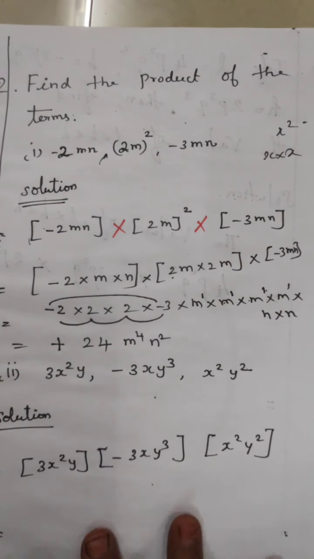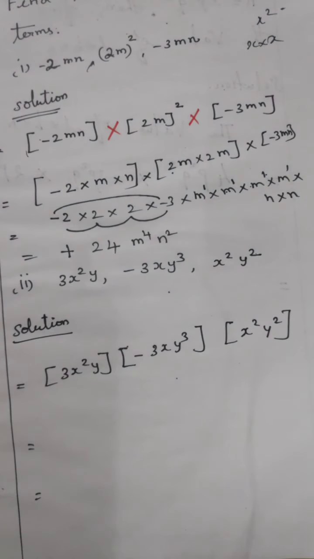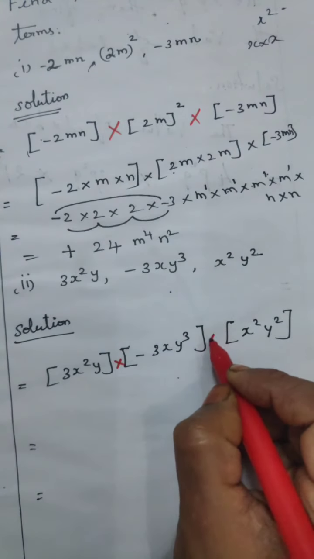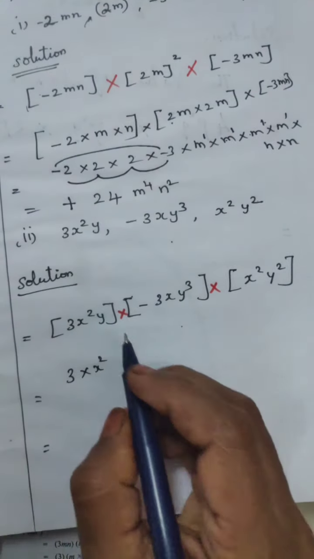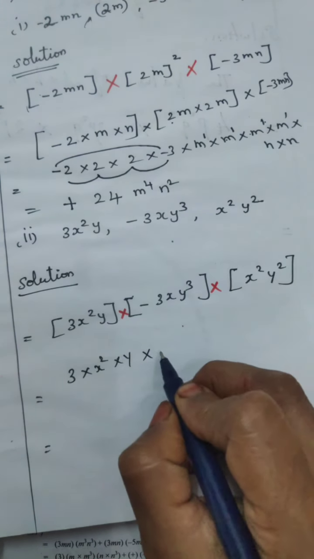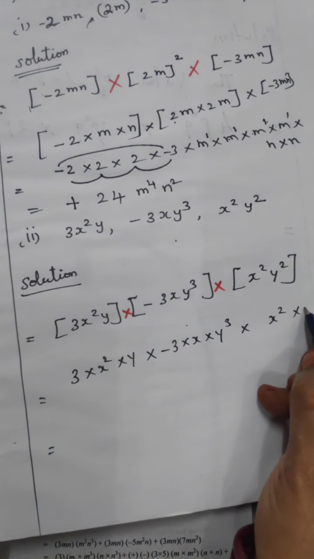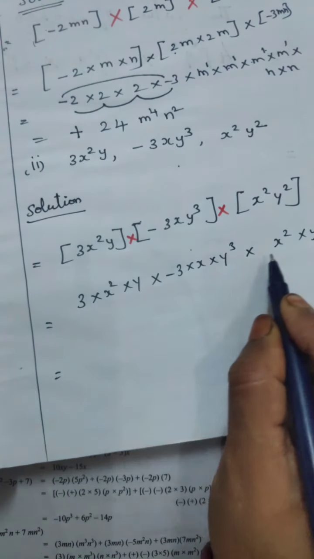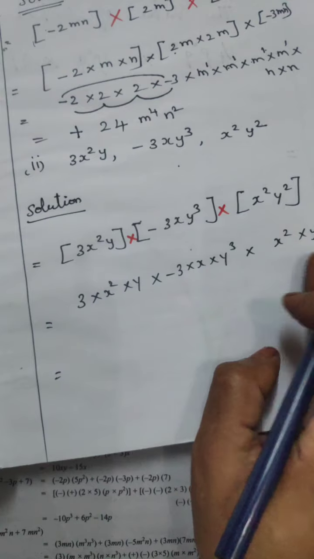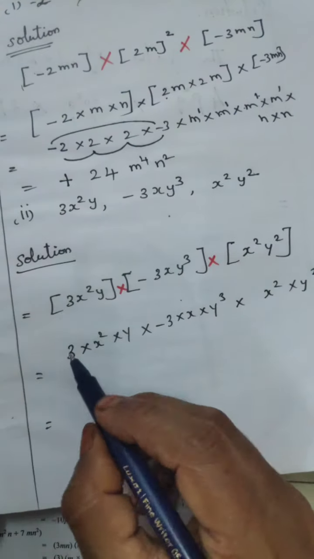Next question, 3x squared y, minus 3xy cube, comma x squared y squared. So write in the bracket, bracket in between what symbol the write, into symbol you write. First 3 into x squared into y into minus 3 into x into y cube into x squared into y squared. First you write in the symbol. Here only minus symbol is remaining, all the one is what symbol? Plus symbol. So write in plus into minus is what is the symbol you write? First minus. Number you multiple.